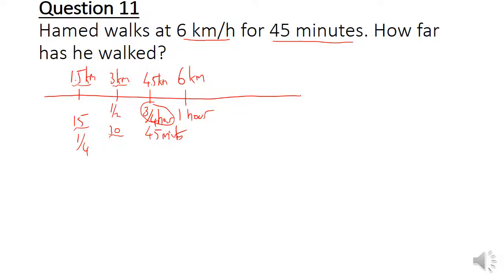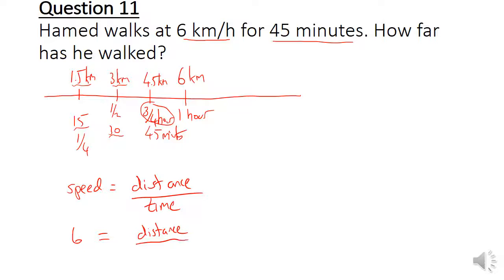Now, another way that we could do this is we know that speed is equal to distance over time. The speed we know, he's walking at 6 kilometres per hour. So 6 is equal to the distance, which is unknown, over the time, which is 3/4 of an hour, or 0.75 hours. This is more of an equation method. We want to get distance on its own. So we've got distance divided by 0.75 hours, so we do the opposite of divide by, we multiply by 0.75.